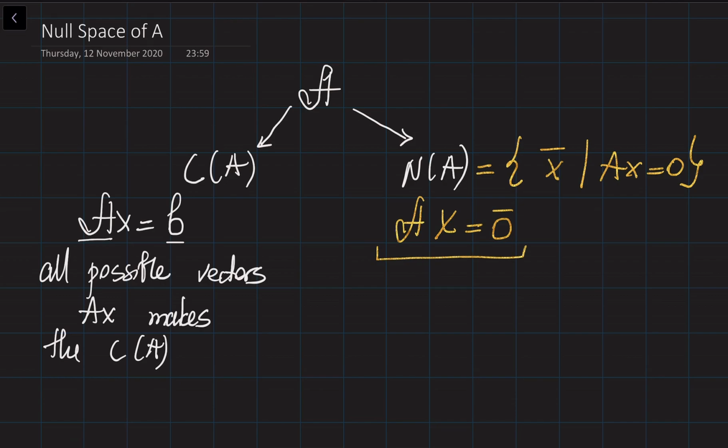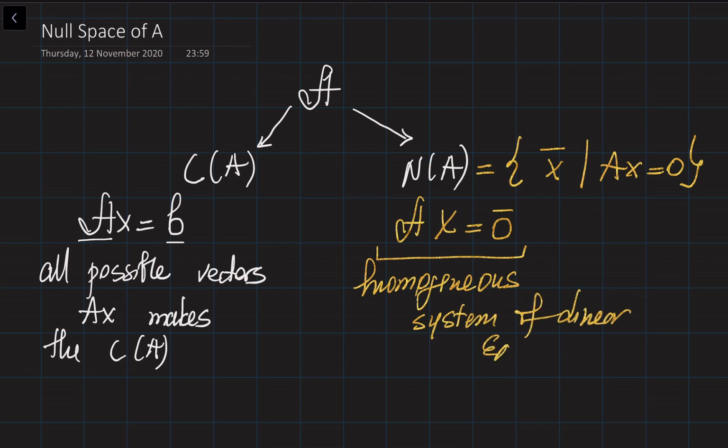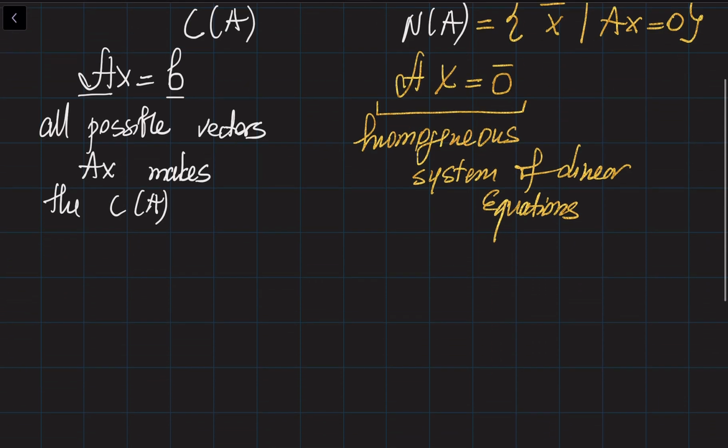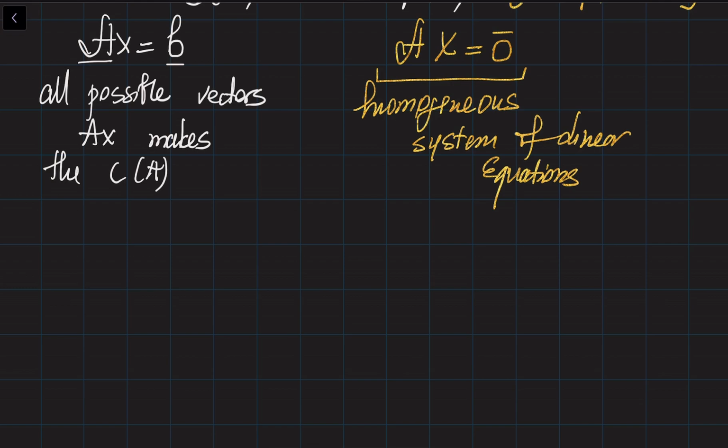So you see, in order to find the null space, you need to find all of the solutions for the system. This kind of system, when the right-hand side is equal to 0, is called a homogeneous system of linear equations. We talked about the homogeneous system of linear equations before. Whenever you're given a homogeneous system of linear equations, you can always find a solution, right? So let us consider two examples to show you that the solution always exists.